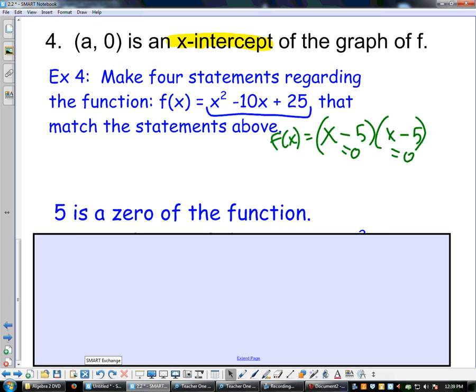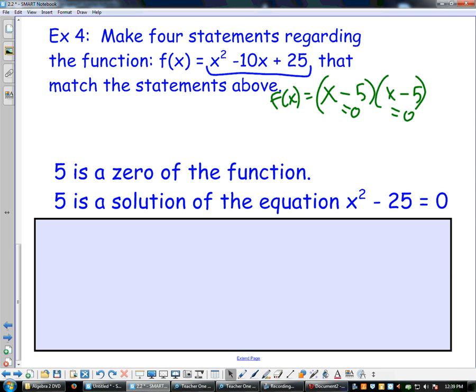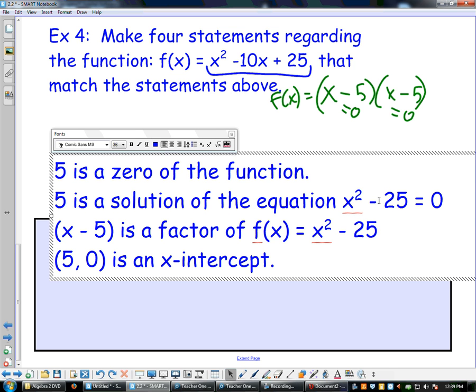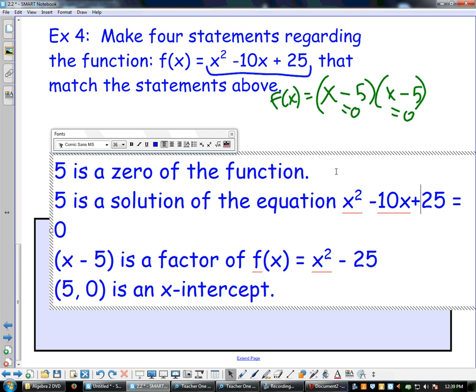5 is a zero of the function, but I could also say that 5 is a solution of the equation. That's not the equation I wanted, is it? It was supposed to be x squared minus 10x plus 25 equals 0. Okay, and same thing here, minus 10x plus 25.